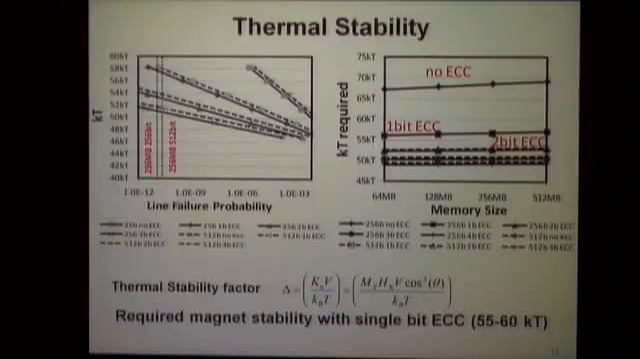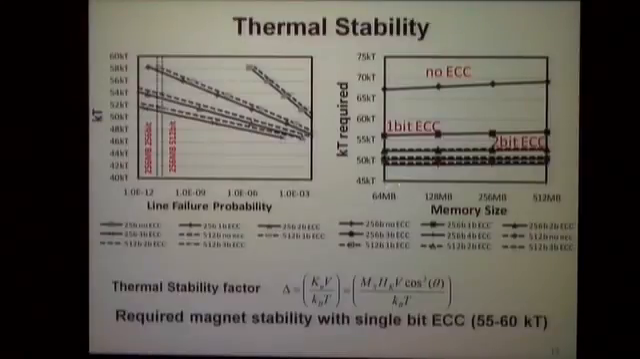I can translate that into another plot where I have the memory size on the x-axis and the kT required. This is very typical terminology for how much energy you would store in the magnet for you to be able to get enough yield. So what's the kT requirement on the y-axis, and I have memory sizes on the x-axis. We see that it's more or less independent of memory. It's not that if you go to a really large memory, you need a lot more storage energy, or you can trade it off very easily.